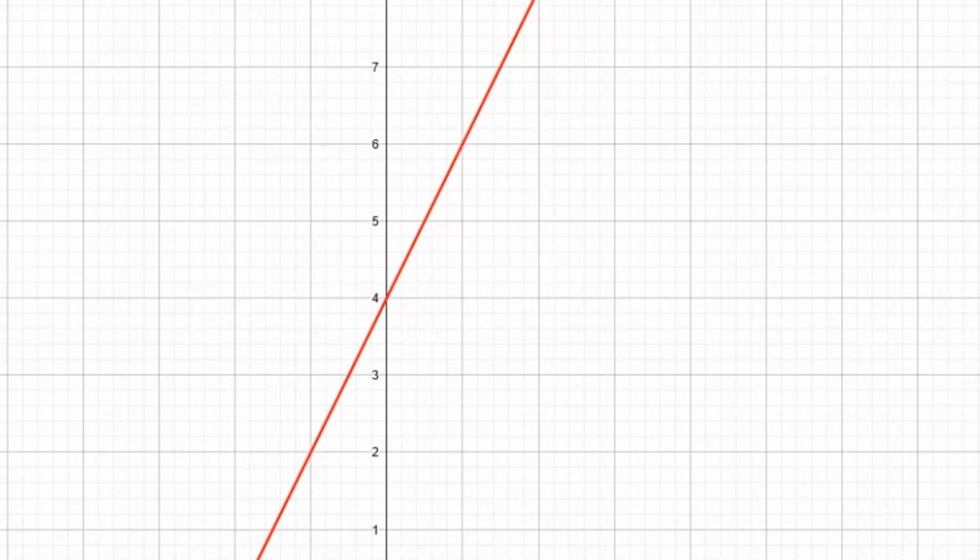Parallel lines are lines which do not meet. They don't intersect each other. So if we have two parallel straight lines, they must have the same gradient. The only thing that will be different about them is that they'll intersect the y-axis at two different places.